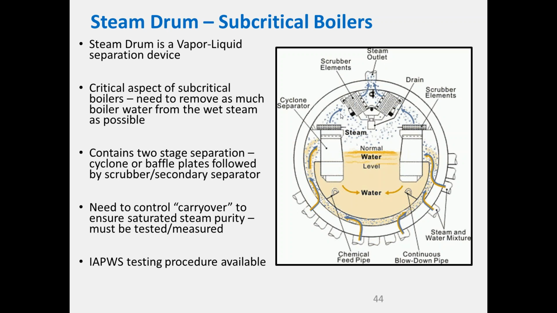So if we are having what we call carryover, where the water droplets are getting carried through into the steam system, as you superheat that steam, then those ions that are in those water droplets will form deposits very, very quickly. So the steam drum is a very critical thing for what we call a subcritical boiler. So two-stage separation, and we're trying to control carryover.